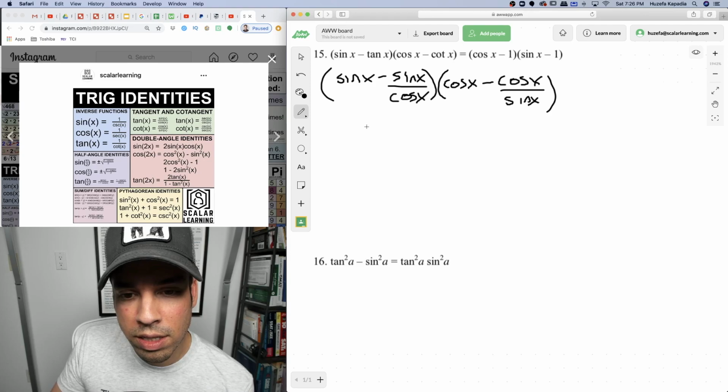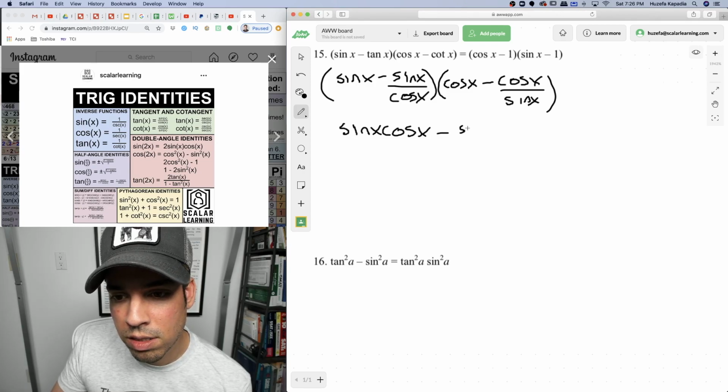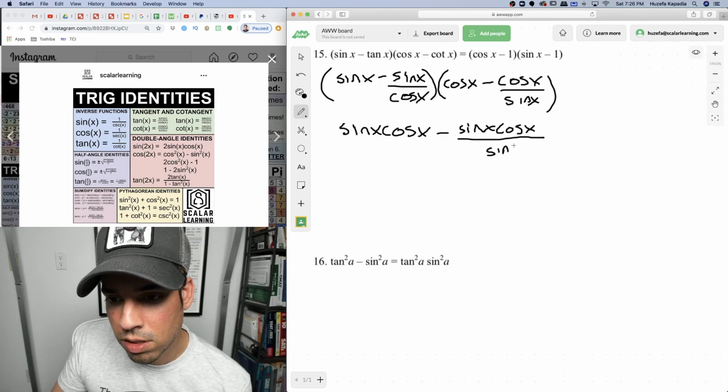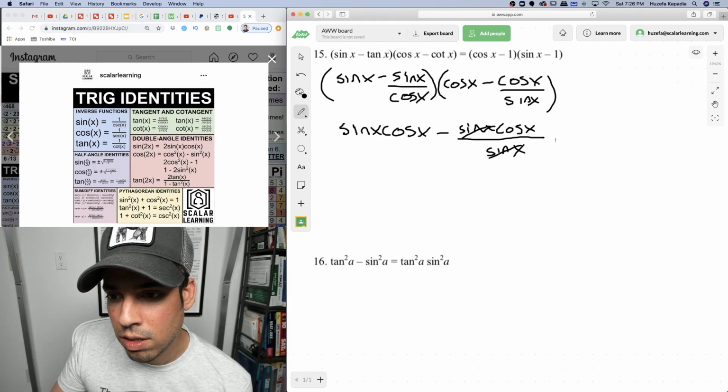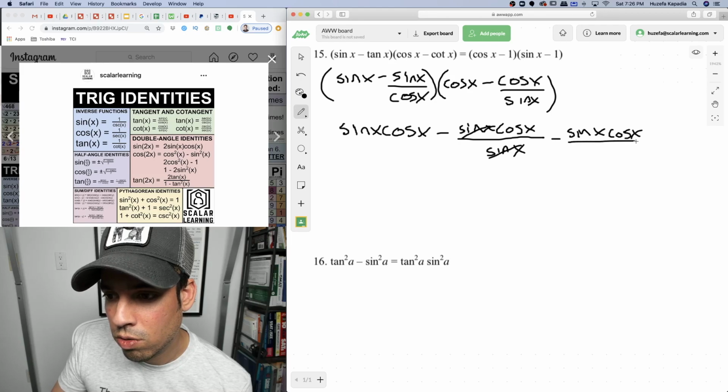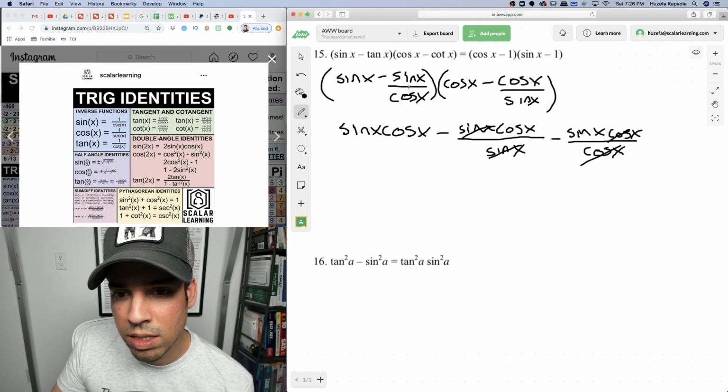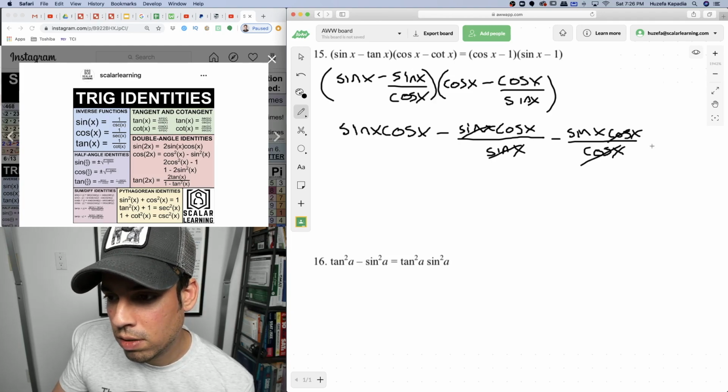So I FOIL this and I get sine x cosine x, and then sine times that would be minus sine x cosine x over sine of x. You can see those will cancel out, of course, which is nice. Then I multiply this guy, so I get minus sine x cosine of x over cosine of x. These, of course, cancel out, which is pretty cool. And then last but not least, I get this times that, which would be positive, of course.